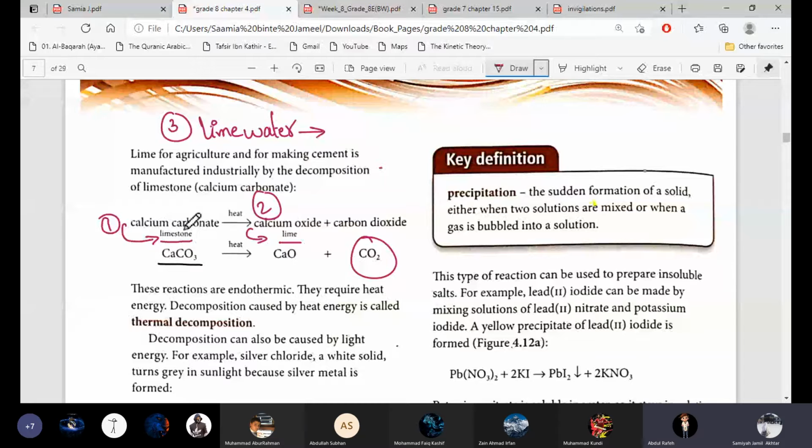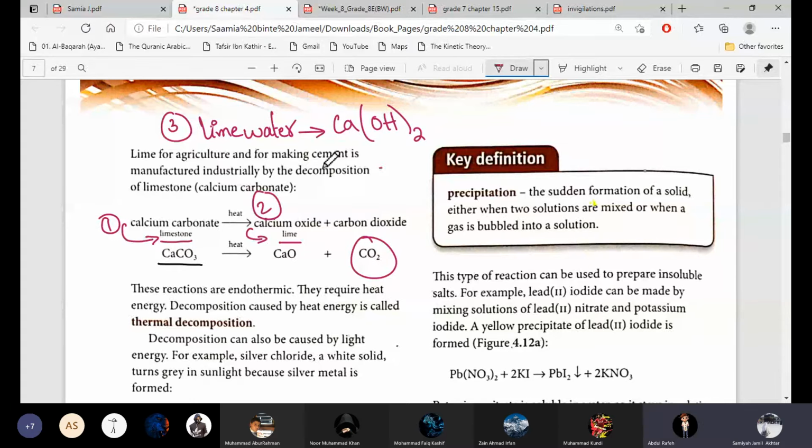Limestone is calcium carbonate. Calcium oxide. No, calcium oxide is lime. Calcium hydroxide. Yeah, very good. Okay, awesome. Calcium hydroxide. Okay, so you remember that experiment that carbon dioxide turns lime water cloudy or milky.